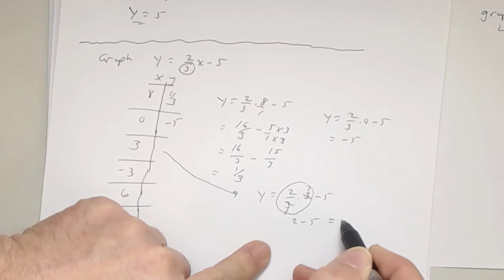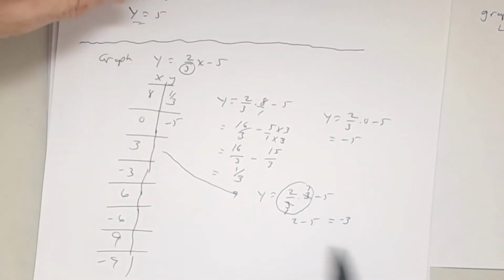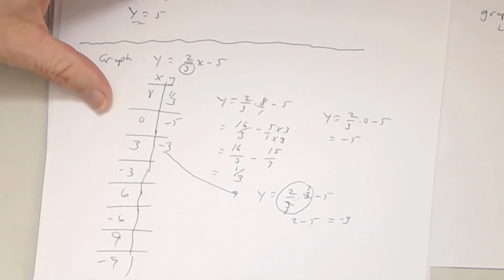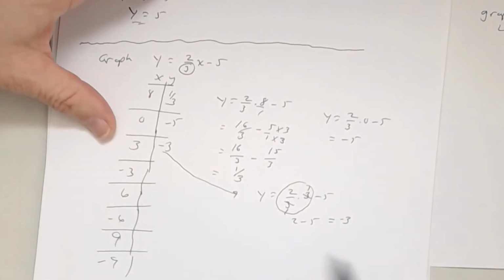Nope. Not 3. -3. Okay. Now you see, if you would have put 3 there, my line would have been wrong. You're right. The points would not have lied on the same line. So you would have realized at that point I did something wrong. Okay. Now let's do -3.